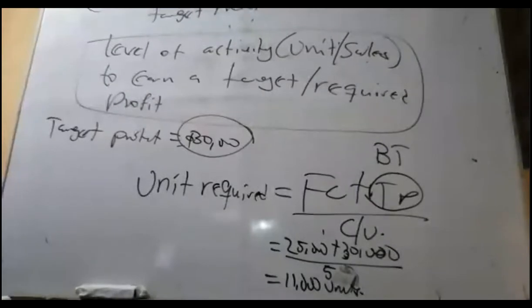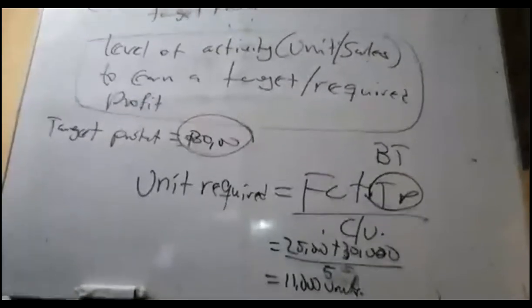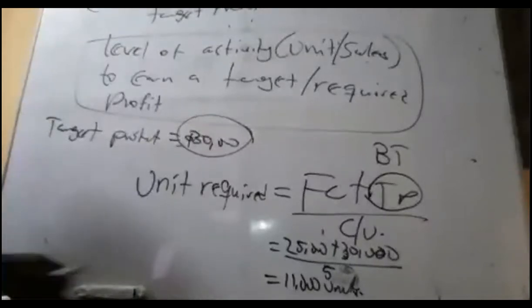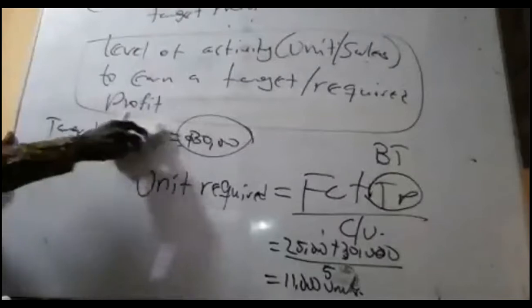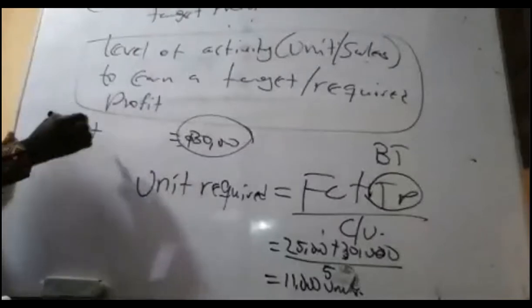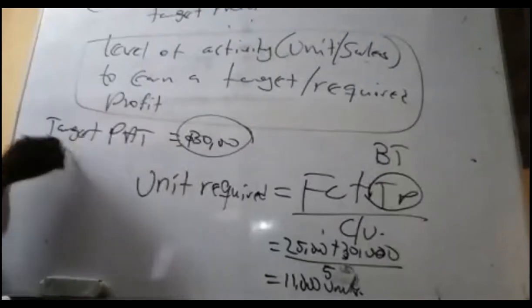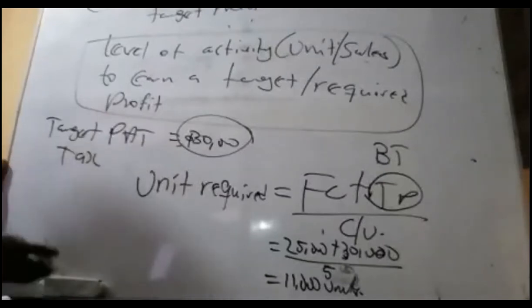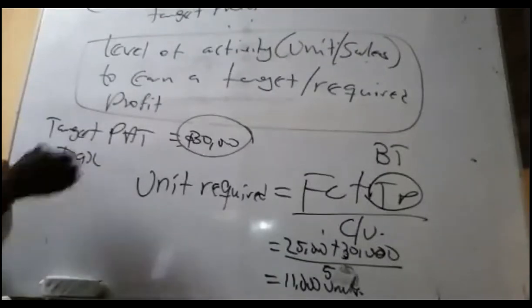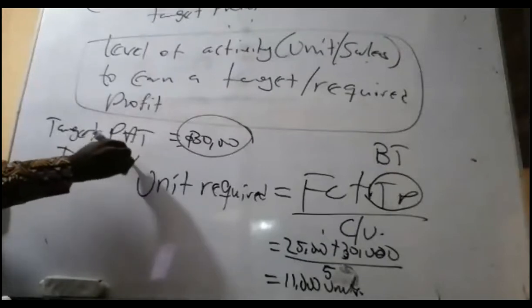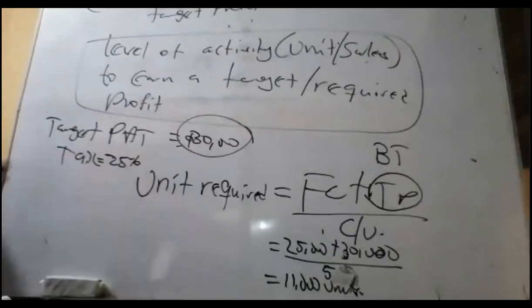Great. Now let's continue the game. What if this profit is profit after tax? What if the profit given to us is a target profit after tax of 30,000, and you have to give us the tax rate? Let's assume that the tax rate is 25%.